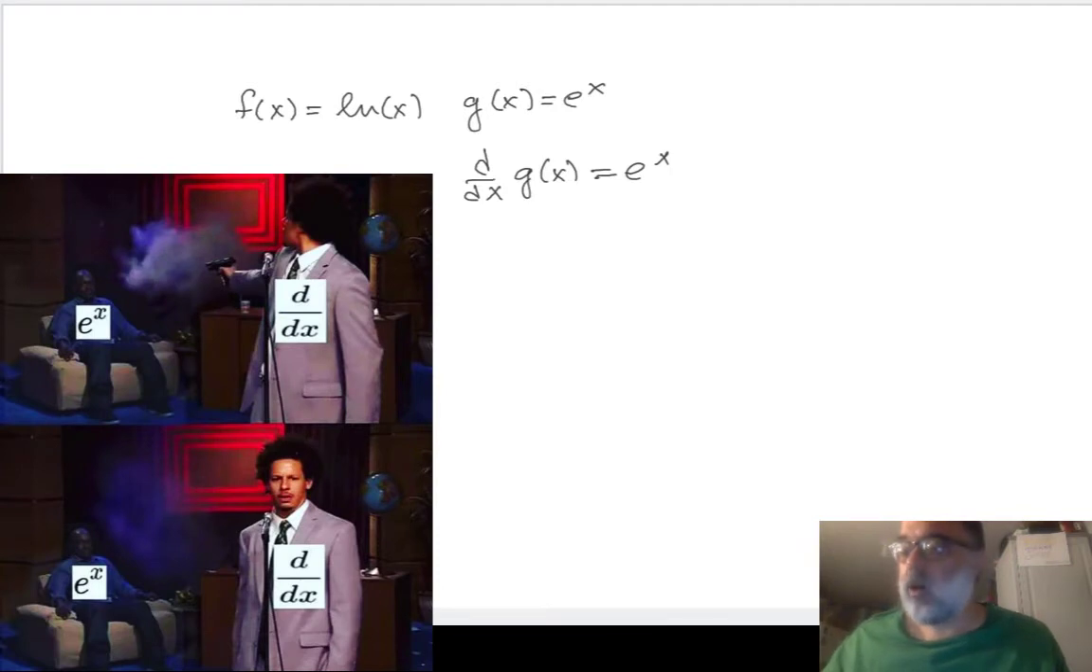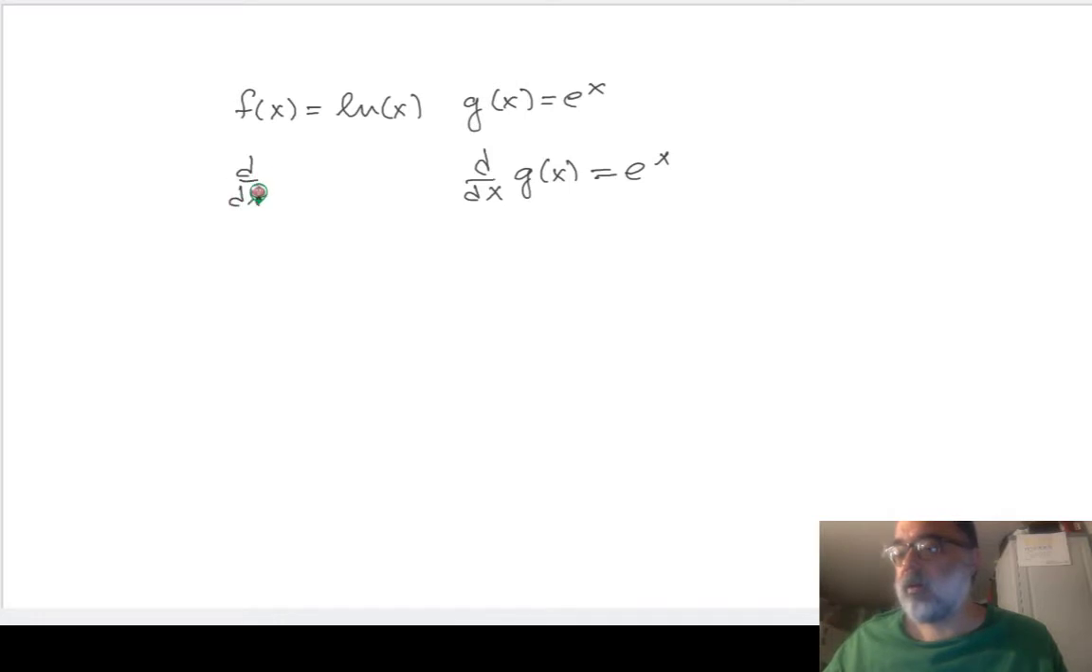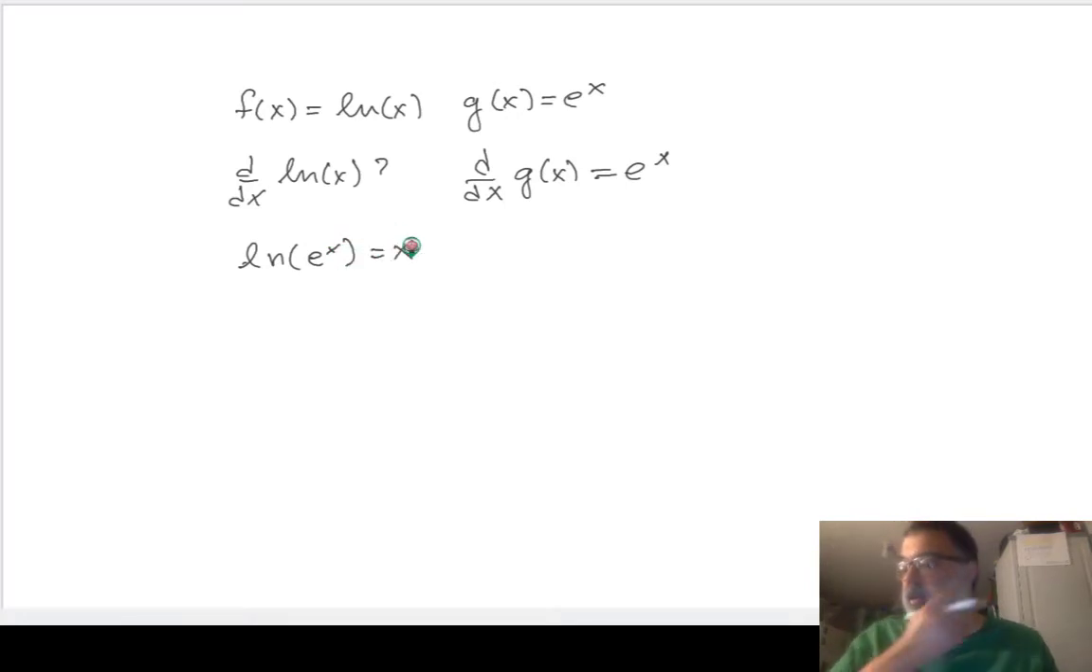Okay, so if we didn't know the derivative of the natural log, this inverse function relation would let us figure it out. So it's going to come from the fact that these are inverses. So the natural log of e to the x is x. Right? So we can take the derivative of both sides. We use the chain rule for this.